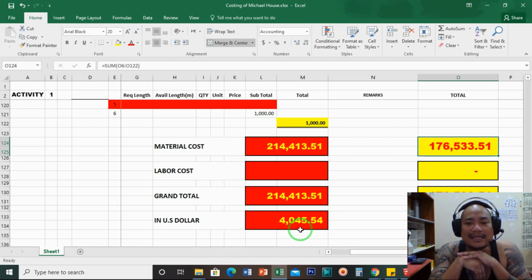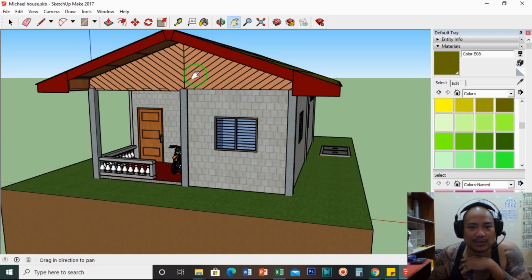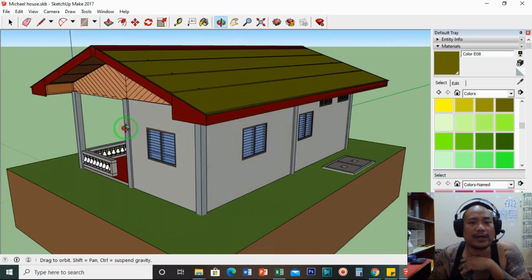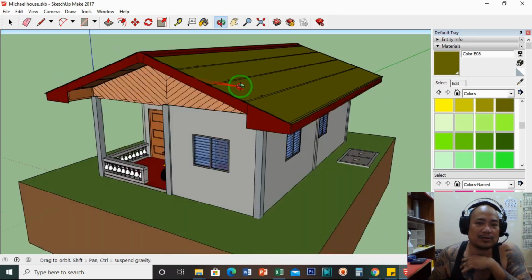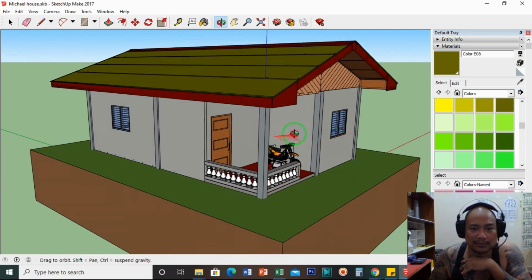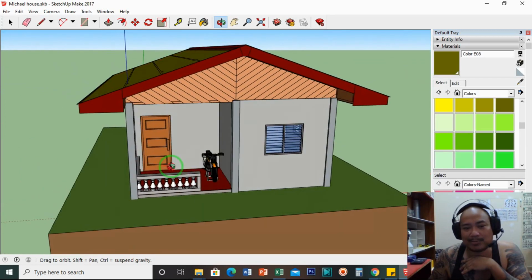So that is the house of my friend. The house of my friend, 214,000 peso, according to the drawing. According to our cost of materials as per the drawing, for our sketch plan.